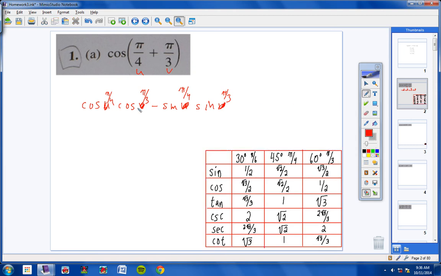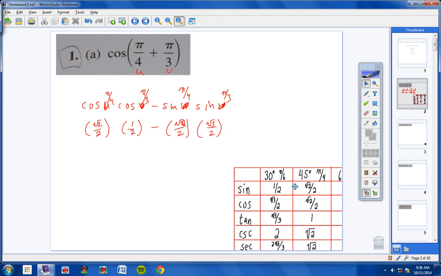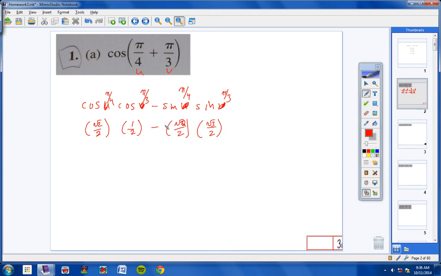Okay, students, let's see what we got here. Cosine of pi over 4 is square root of 2 over 2. And the cosine of pi over 3 would be 1/2. Minus the sine of pi over 4 would be square root of 2 over 2. And the sine of pi over 3 would be square root of 3 over 2. Let's simplify, and we should be done.